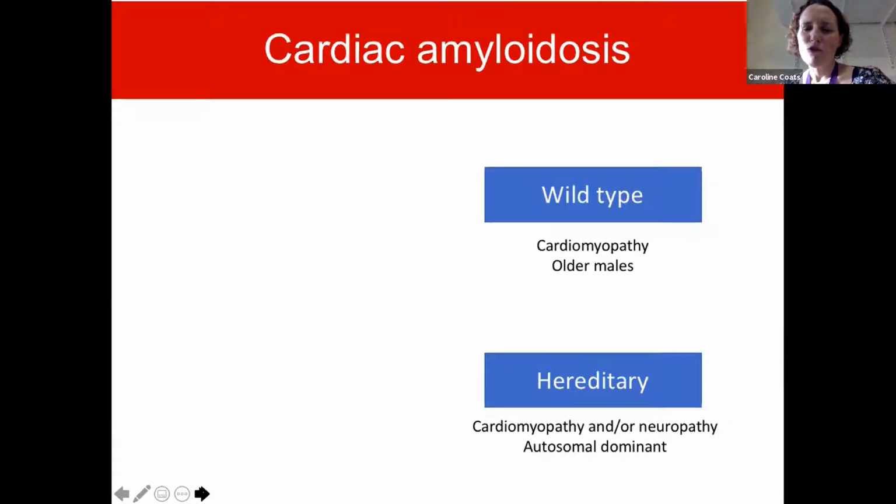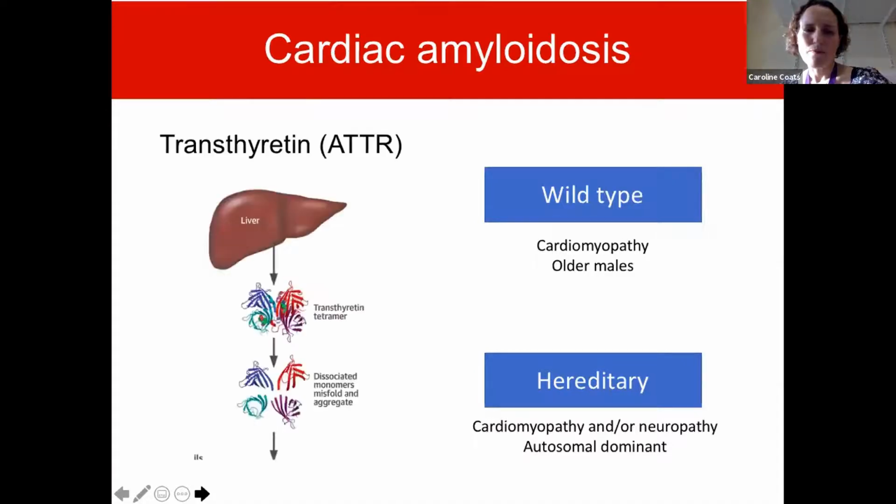The less common form is the hereditary form. This can present with a cardiomyopathy, but also a neuropathy. When we talk about inherited diseases, there are different patterns of how inherited diseases can be passed on. ATTR amyloidosis is what we call an autosomal dominant condition. It's passed on from generation to generation and doesn't have a particular male or female predisposition.